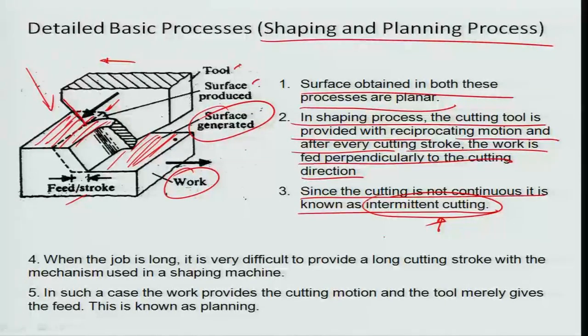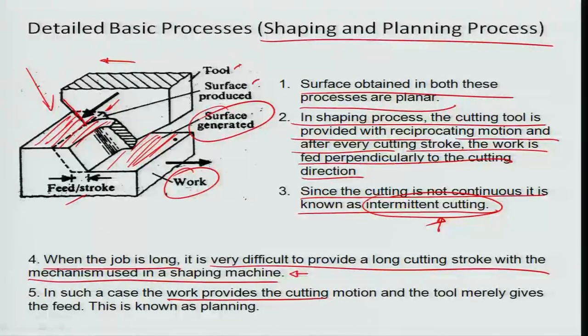When the job is long and it is very difficult to provide a long cutting stroke with the mechanisms used in a shaping machine, generally in that kind of case, instead of moving the tool over the whole span of the job, you basically move the workpiece. So, the workpiece provides the cutting motion and the tool merely gives the feed, and that operation is known as a planing operation. So, the only difference is in terms of the workpiece size and what moves.